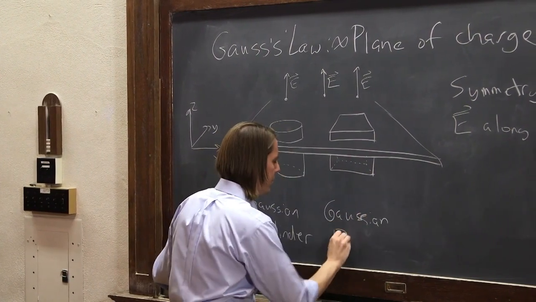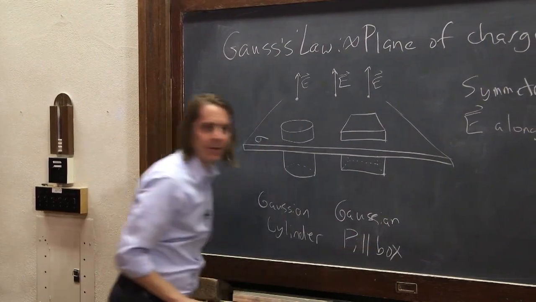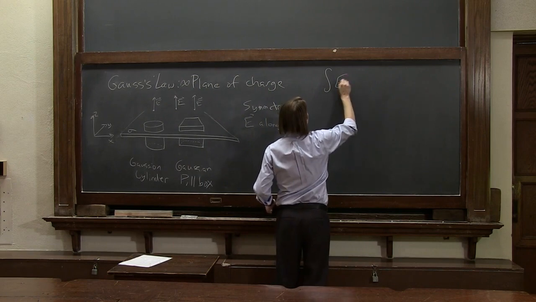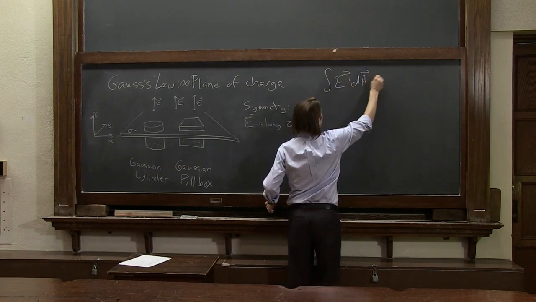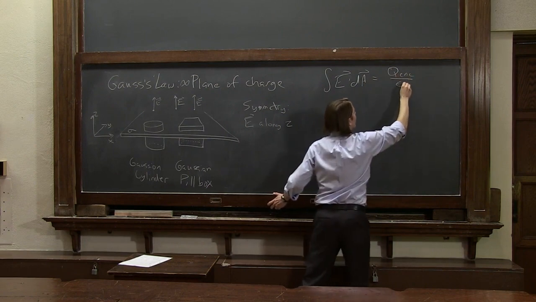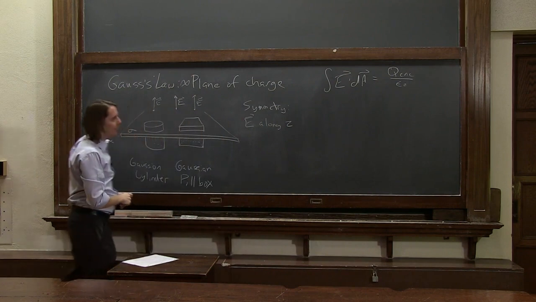And we're going to do the integral, and it won't actually even matter which Gaussian surface we're using. Okay? So let's see. Gauss's law: the integral of E dot dA is the charge enclosed over epsilon naught. I'm going to write that so many times to make sure you memorize Gauss's law.